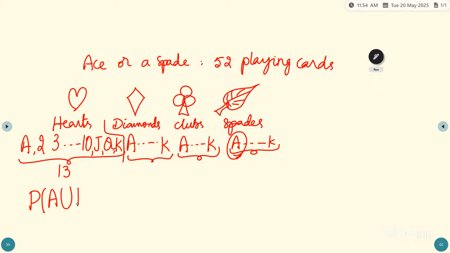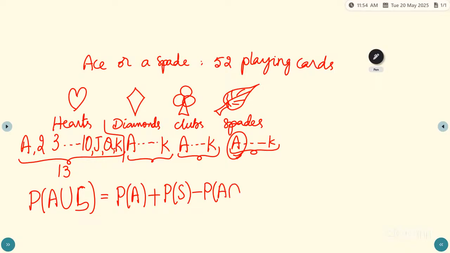So probability of drawing an ace or a spade, P of A union S equals P of A plus P of S minus P of A intersection S, because they are not mutually exclusive, because there is a card which is both.